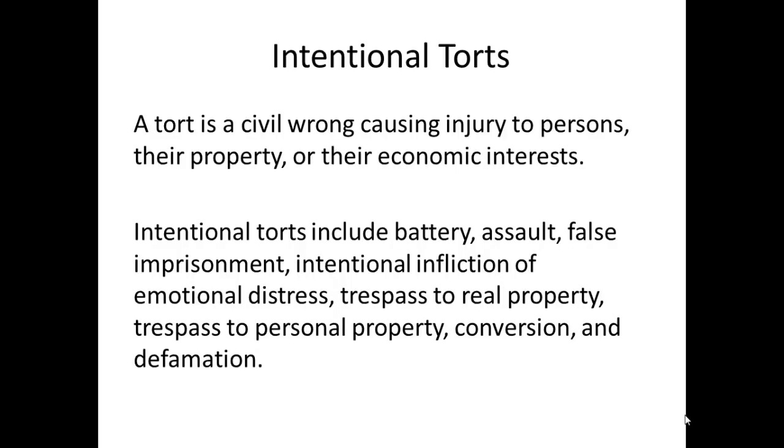Now let's start first of all with a definition of a tort. A tort is a civil wrong causing injury to persons, their property, or their economic interests. And we're going to take a look at several different intentional torts, including battery, assault, false imprisonment, intentional infliction of emotional distress, trespass to real property, trespass to personal property, conversion, and defamation. Those are the 8 torts that will be discussed in this lecture.